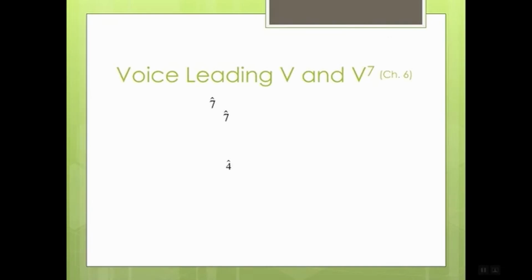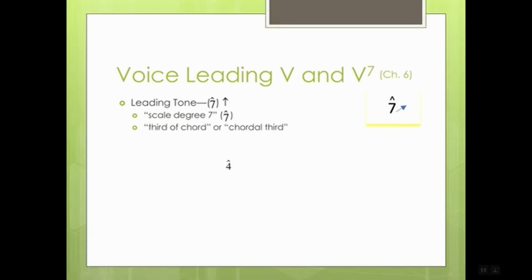Ooh, look, we've already got some things on the screen. Voice leading, 5 and 5/7. This is from chapter 6. Just a reminder, the leading tone is going to go up. Scale degree 7. You can also think of this little caret as an arrow pointing up. So scale degree 7 wants to go up. If it's in an inner voice, it doesn't have to, but if it's in the outer voice, it has to. I also call it the third of the chord, third of the 5 chord, or sometimes the chordal third, but that means the same thing.